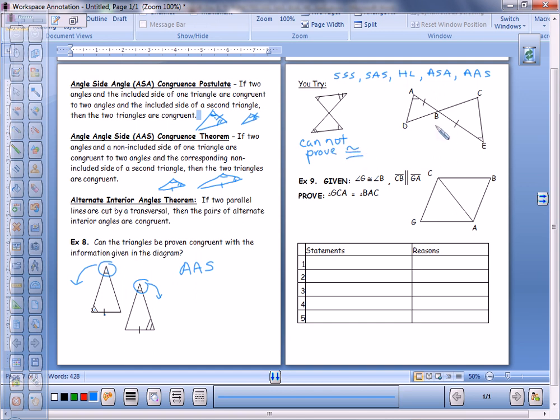Okay, now let's look at this one. We've got these triangles that are attached, and we have these vertical angles here. Whenever you see vertical angles, you can mark them congruent. Now if we look at this, I have an angle, a side, and an angle, and a side, and an angle. So yes, I can prove these triangles are congruent by angle, side, angle.